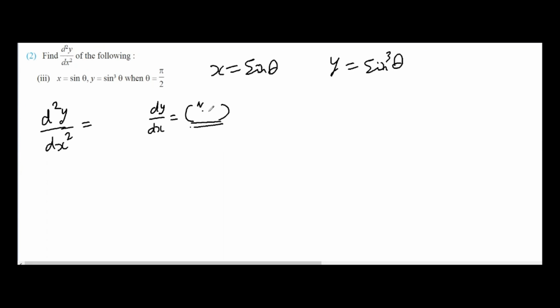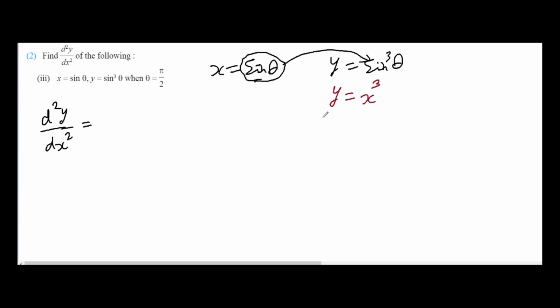So what I'll do here is simply substitute the value of sine theta with x. Then I will get y is equal to x cube. Now I will differentiate this with respect to x. I will get 3x square. Again I will differentiate this with respect to x. I will get 6x. Now what is this x? x is sine theta. So I can replace the value of x with sine theta. So this is what my d2y by dx square is.